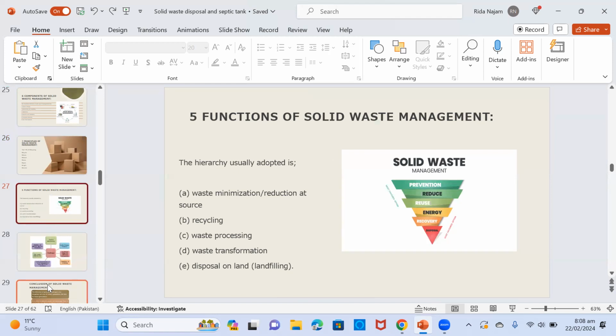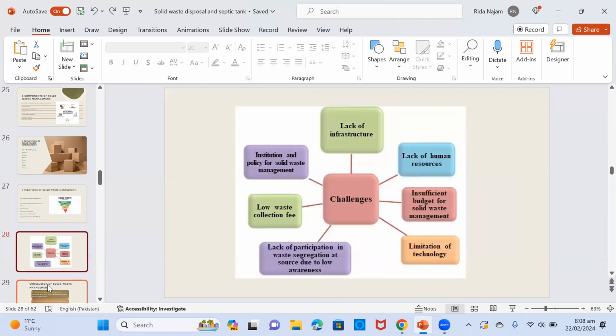Five functions of solid waste management, and the hierarchy that is usually adopted, starts off with waste minimization and reduction at the source, recycling, waste processing, waste transformation, disposal on land, which is landfilling.